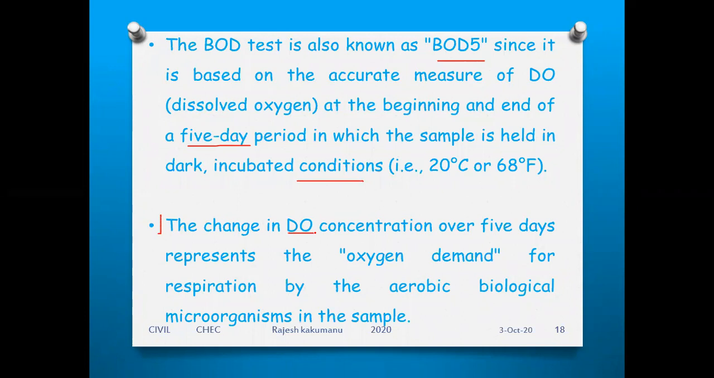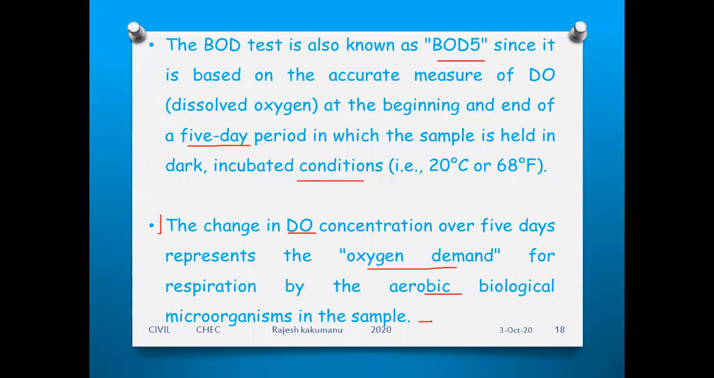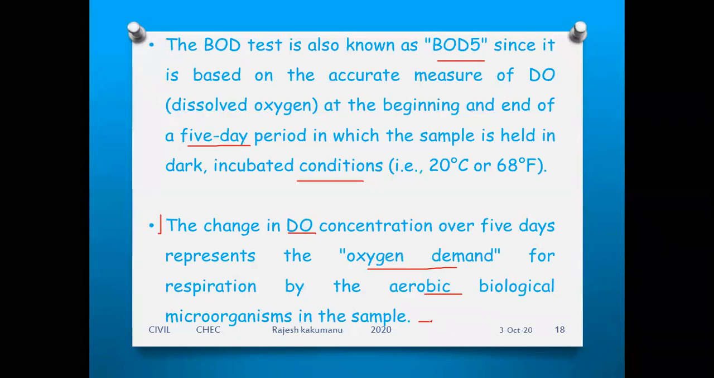Next, the change of dissolved oxygen concentration over 5 days represents the organic demand for respiration by the aerobic biological microorganisms in the sample. So what is it saying here? The DO concentration represents how much oxygen is present in the water for respiration by aerobic microorganisms. So if we have sufficient oxygen, whatever microorganisms are present in the water will get oxygen, and thereby we can go for the test easily, right?